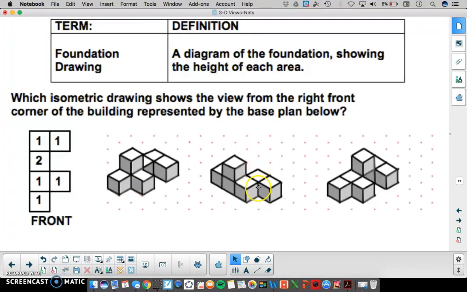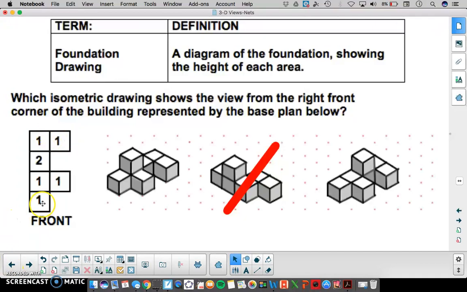Notice this one actually shows us the left front. This one is also from the right front view. So right now we've actually eliminated this middle one, and we just have to decide whether it is number 1 or number 3. That's where our foundation comes in. We have to know how many are in each column.